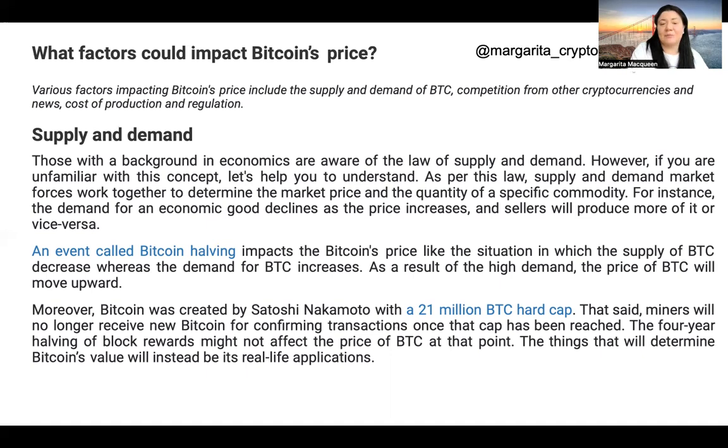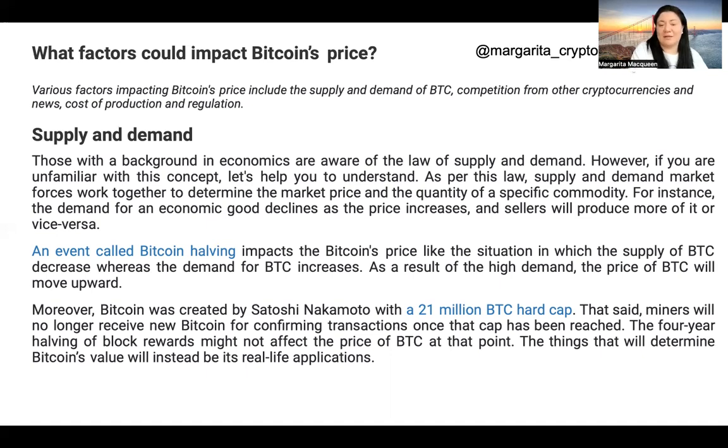An event called Bitcoin halving impacts the Bitcoin price, like the situation in which the supply of Bitcoin decreases, whereas the demand for Bitcoin increases. So it's in the same kind of way, right? As a result of high demand, the price of Bitcoin will move upwards. Kind of logical, right?